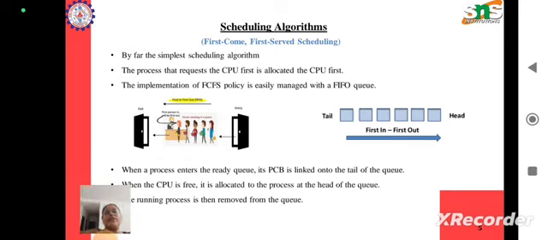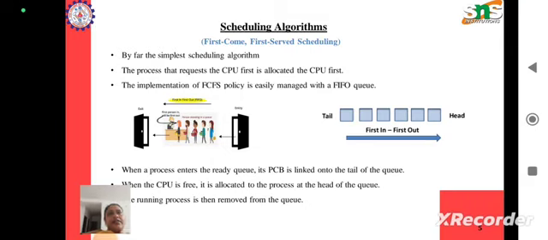Here we have a queue where the processes are queued up like this, and they are all waiting. When the CPU is free, the process at the head of the queue will be given the CPU for its execution, and then the running process is removed from the queue. Once this process gets the CPU, it is removed from this queue because it has already got the CPU for its execution. The second process will be the new head, and if some other process comes in, it will be added to the tail and become the new tail. This is how first come first serve scheduling works.